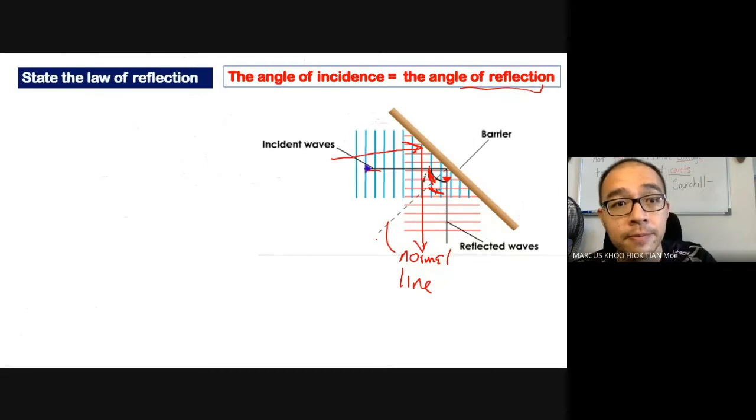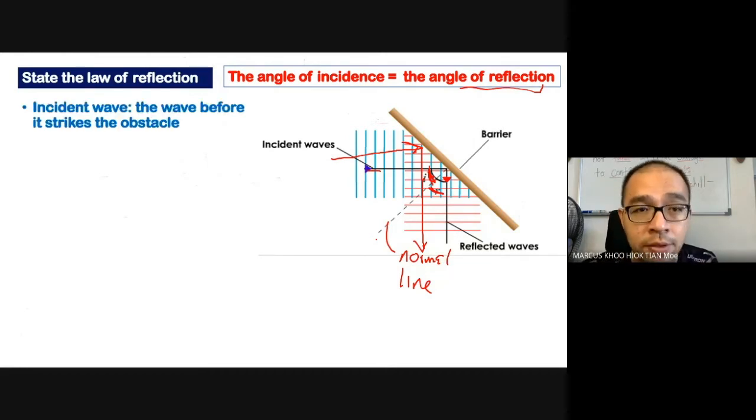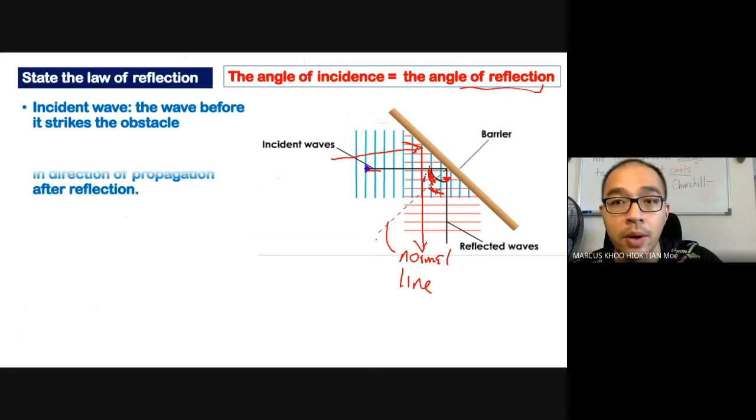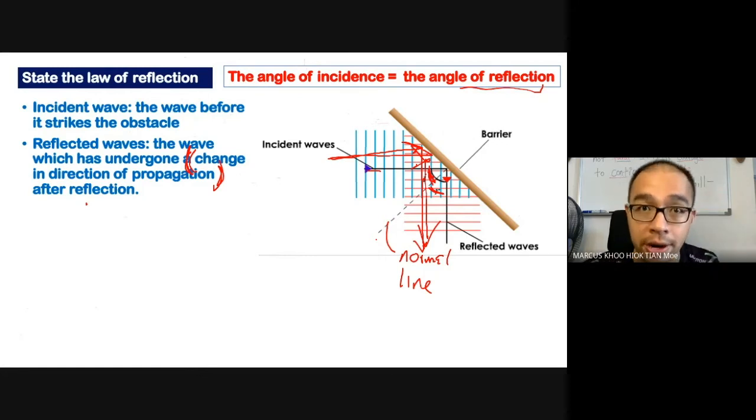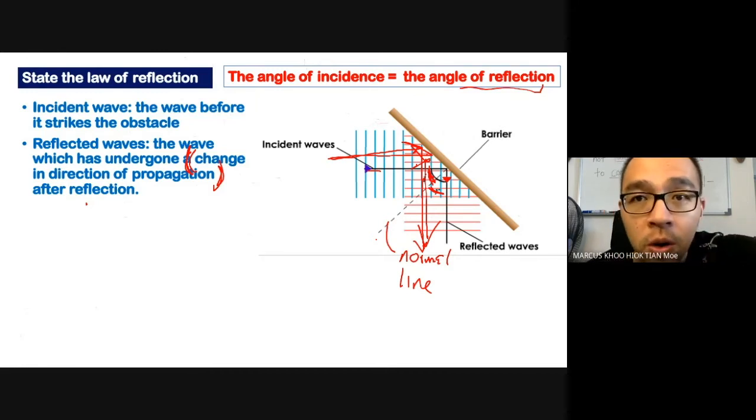angle of incidence. So the incident wave is a wave before it strikes the obstacle, as I said before. The reflected wave is a wave that has undergone a change in direction of propagation after reflection. Notice that originally the wave is like this, but after reflection, the direction of propagation changes. This is probably the very, very important word. The direction of the wave has already changed. That's why it's called reflection. If after reflection it still continues to go on, that's not called reflection.